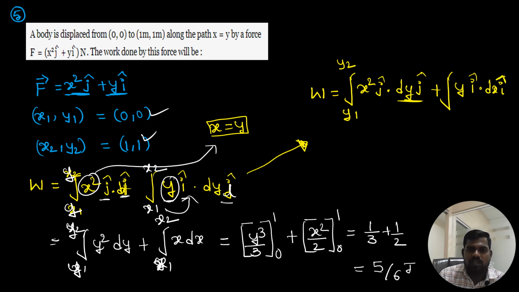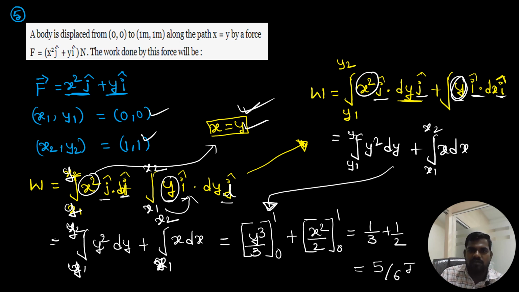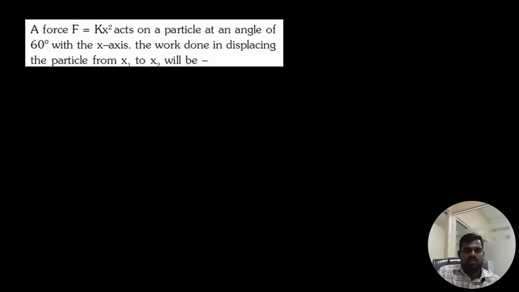So here in the question it is given x is equal to y, so in the place of x square I will take y. That's why the integration of y1 to y2 of y square into dy, j cap dot j cap value is 1, plus integration from x1 to x2, because this is i into i, so x axis. So here y is nothing but x, so x into dx. After that we have to put these values, and we'll get the answer. Okay, thank you.